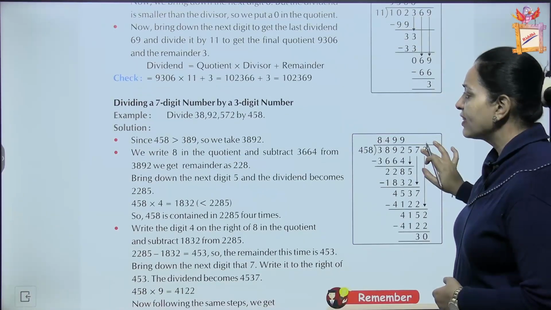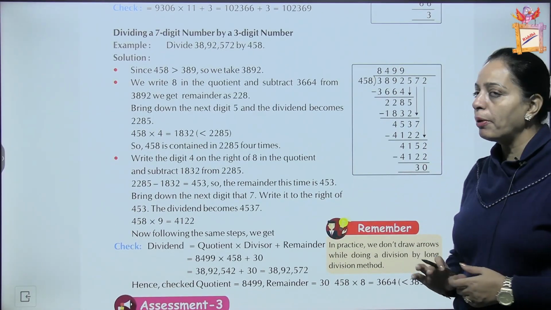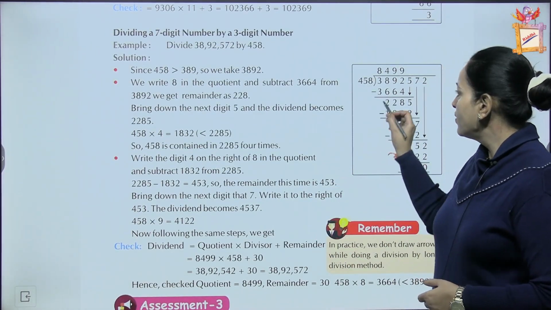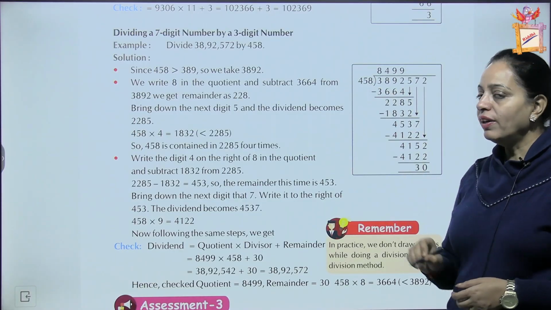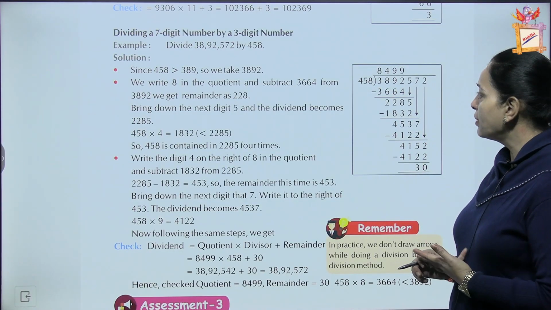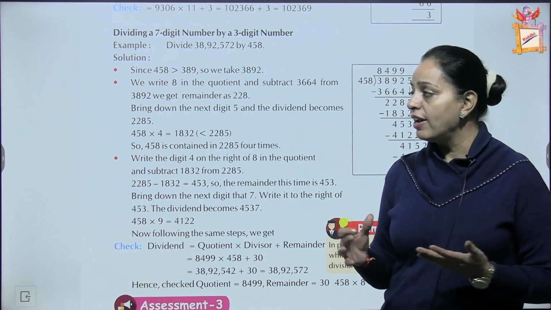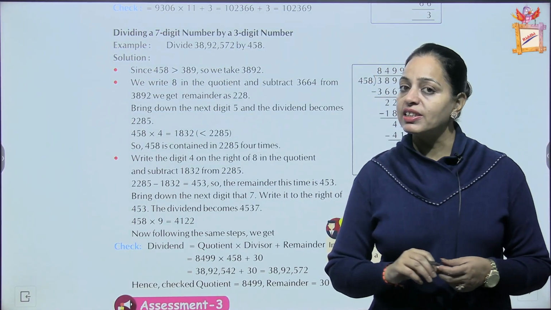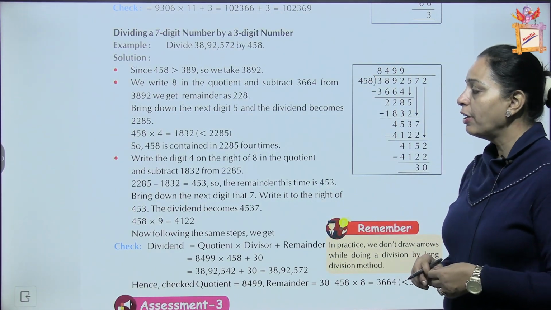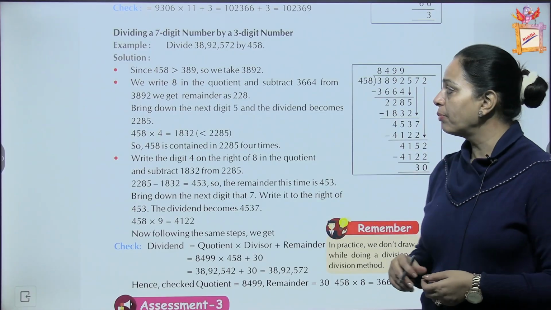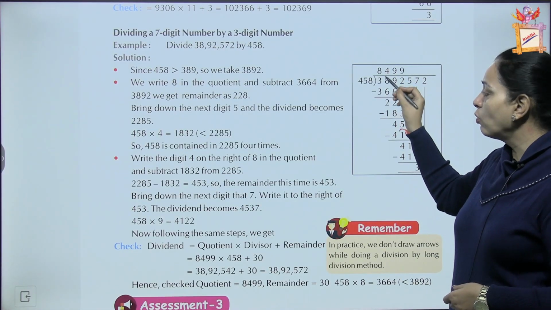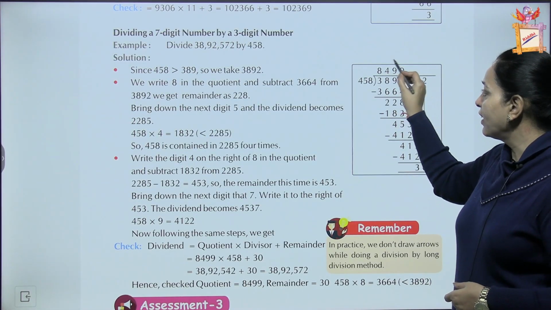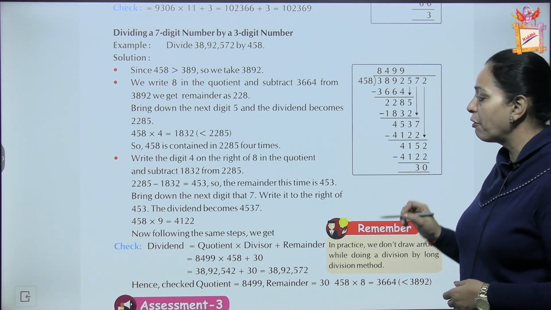Now see the next. Dividing a 7-digit number by a 3-digit number. See this number by a 3-digit number. So we have to take 3-digit number, but this is 389, which is less than 458. So we will take a 4-digit number. So now we can do the calculation. So we are getting, this is the quotient and this is the remainder.